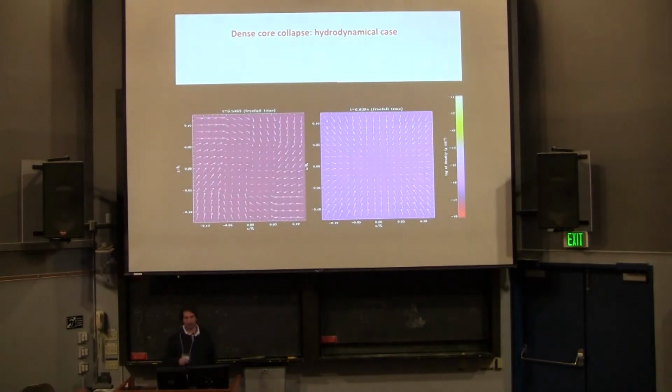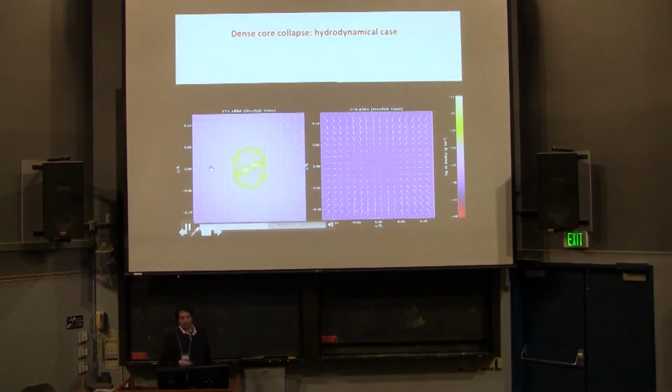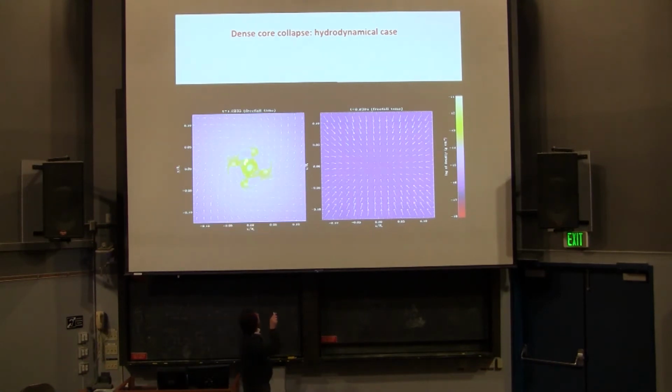Another very important type of problem is the dense core collapse. So you essentially have something like one Jeans mass, or two Jeans masses, which collapses under the influence of gravity, and there is a little bit of rotation as well. So you see quickly a bar forming because of the conservation of angular momentum, and this bar becomes unstable, and the system breaks up here into five pieces, that would be five stars, maybe.